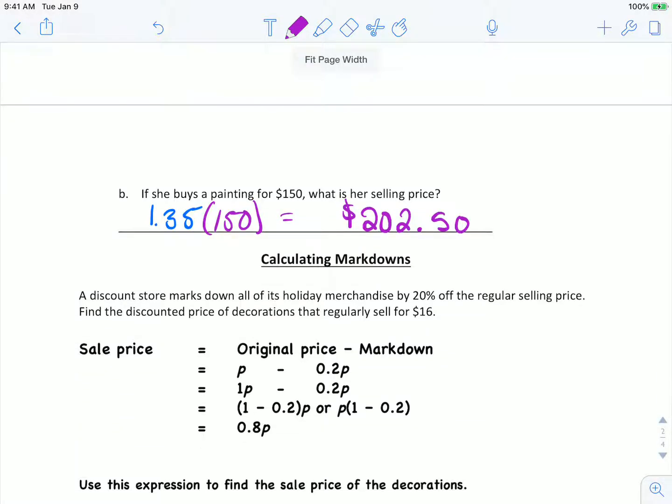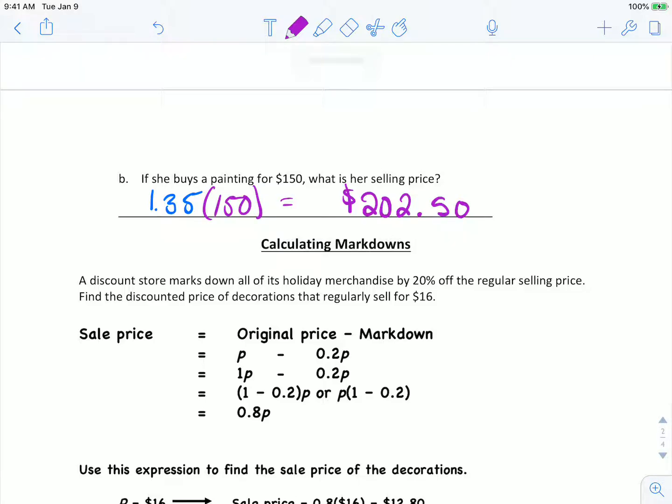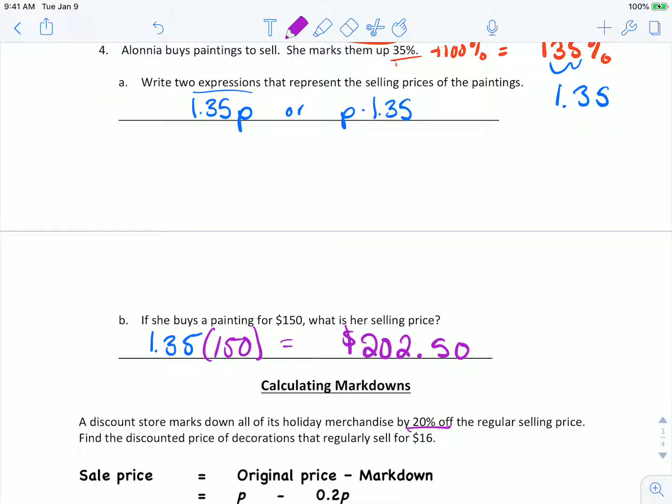Okay? So a discount store marks down all its holiday merchandise by 20% off the regular selling price. Find the discounted price of decorations that regularly sell for $16. Okay, so before we do this, because you guys can do this in your head, I'll start with an easy one. If it's 10% off, what percentage are you paying?